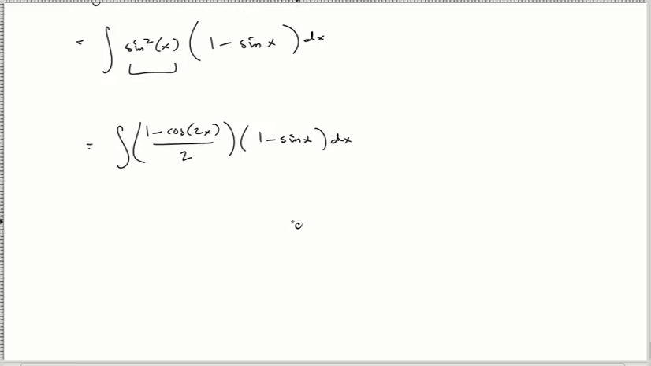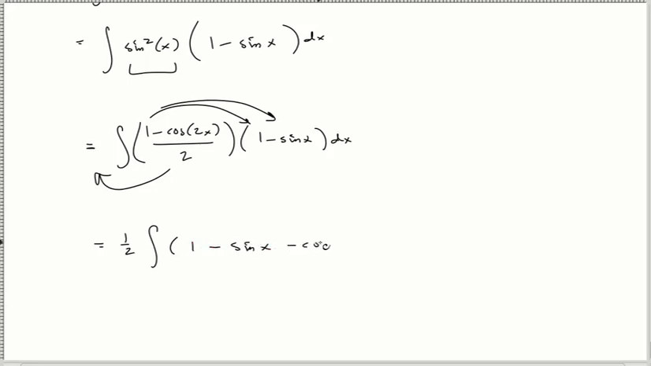Okay, still doesn't really help me. Well, the 2 can come out to the front as a half, and then I'm going to actually FOIL this thing out, and, well, hopefully we get some kind of math. So, there you go. 1 minus sine x minus cosine 2x, and then finally, I've got a positive cosine 2x times sine x, and then dx finally.